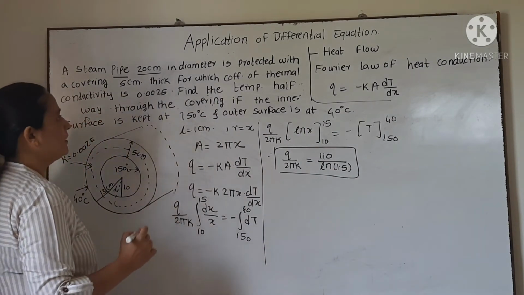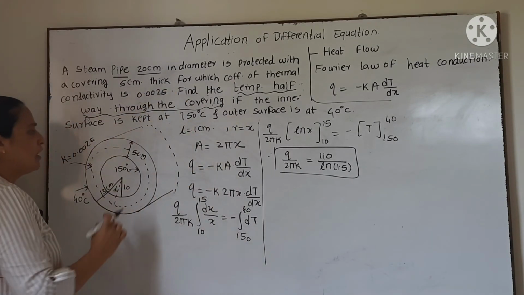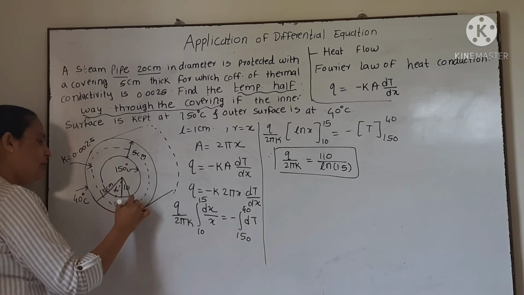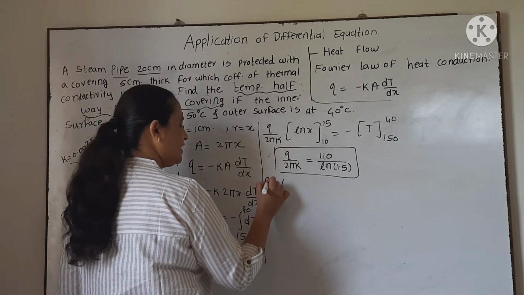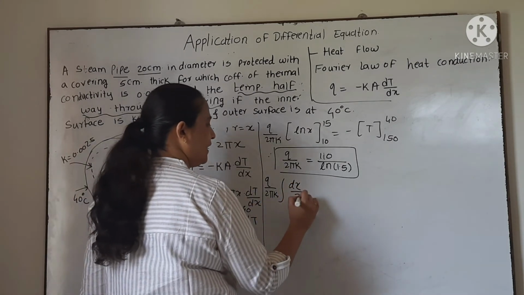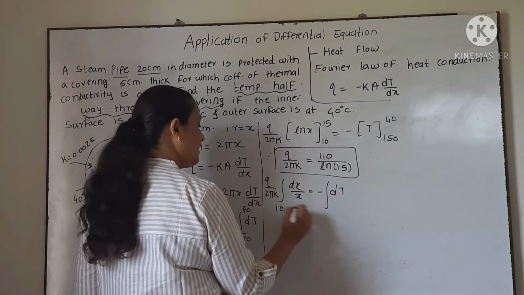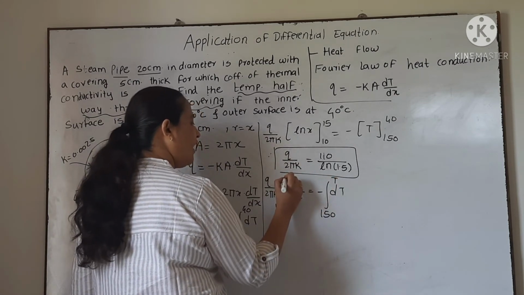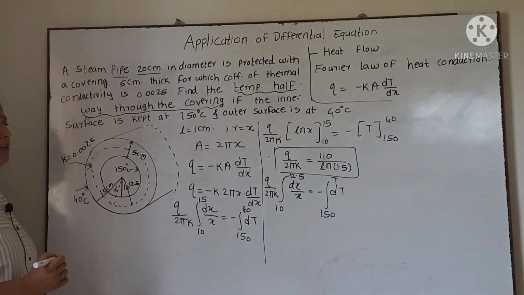Since here we want the temperature halfway through the covering. Covering is what? 5 centimeter. Half of this is 2.5. That means we want the temperature at a distance 12.5. So we only change the limits. So this is Q upon 2 pi k, integral of dx upon x equal to integral of minus dT. Say when the radius is 10 centimeter, the temperature is 150. We want the temperature halfway through the covering, that means when the radius of the cylinder will be 12.5.